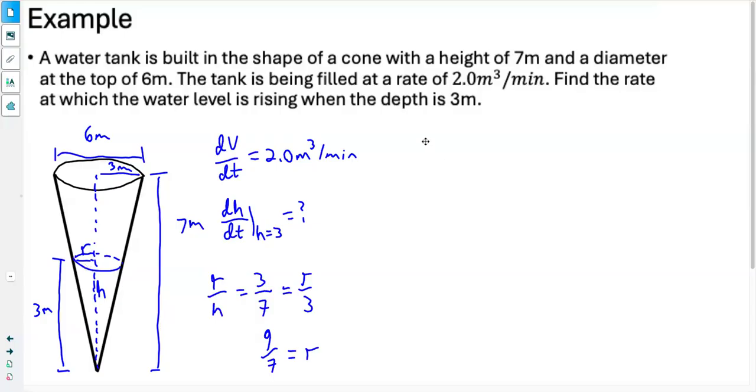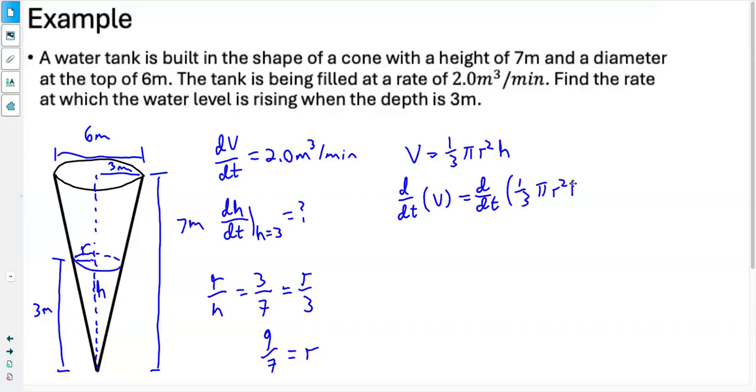Now that we've done that, our equation for the volume of a cone, not a cylinder, is similar to that of a cylinder, except we've got 1/3 in front. So we've got 1/3 pi r squared times height. Now we'll take the derivative of both sides. So we've got d/dt of our volume equals d/dt of 1/3 pi r squared times our height.